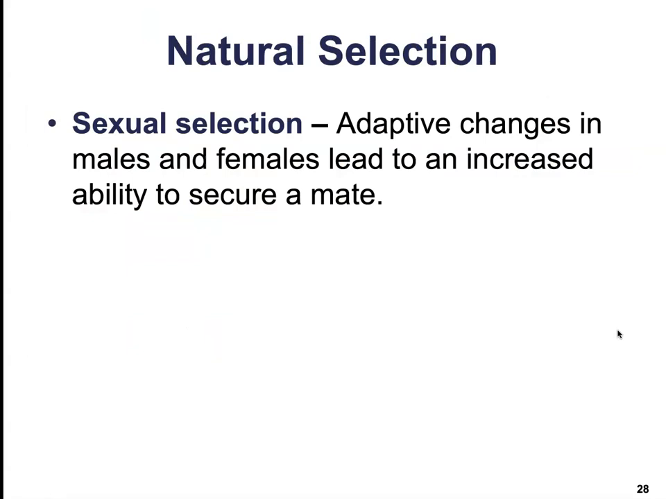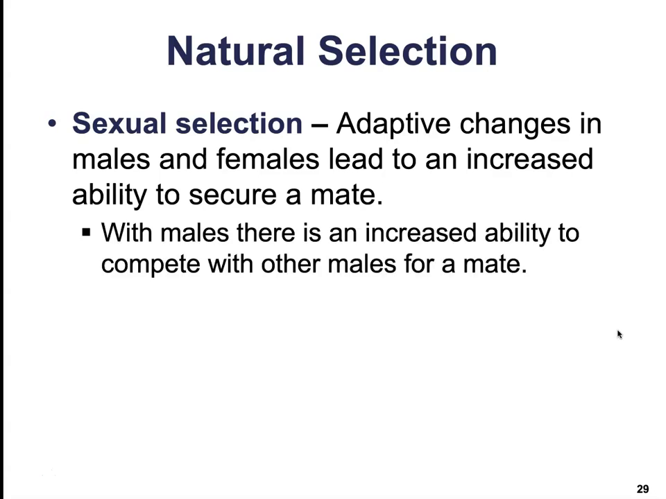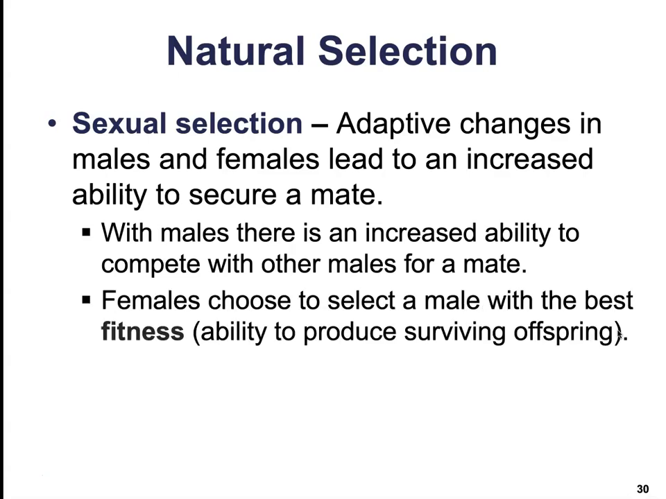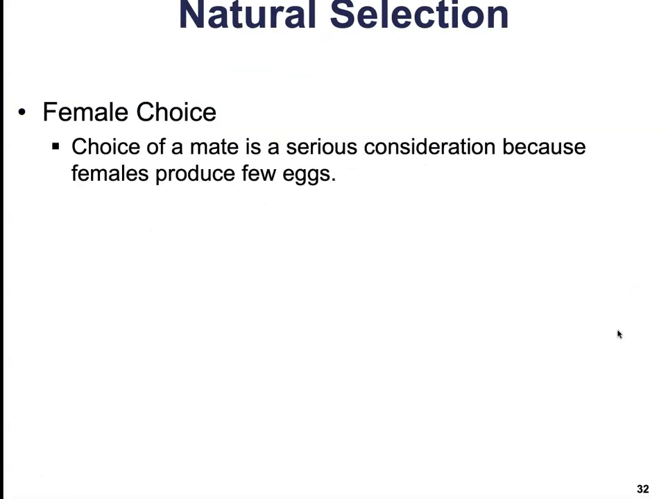Another very important aspect of natural selection is sexual selection. Sexual selection is adaptive changes to males and females that lead to an increased ability to secure a mate. So with the males, there's an increased ability to compete with other males for a mate. With females, they tend to become more choosy. They choose to select the male with the best fitness, or the ability to produce surviving offspring. So sexual selection also plays a very important role in determining which characteristics are going to be most favored.